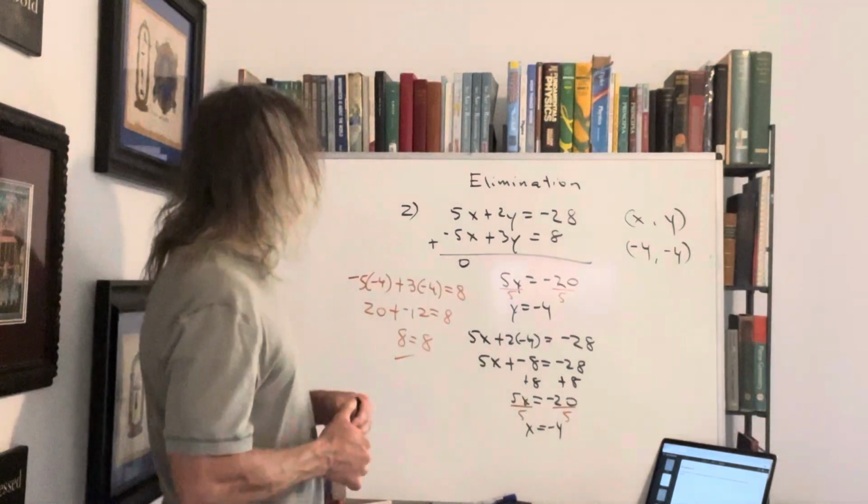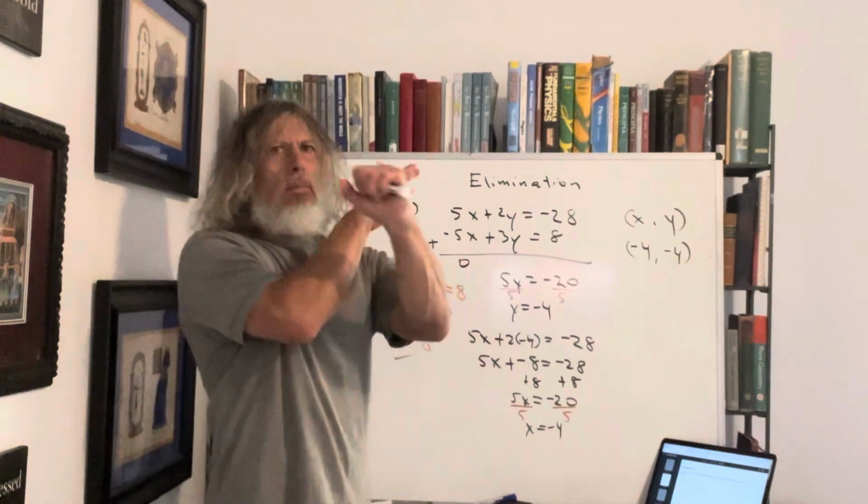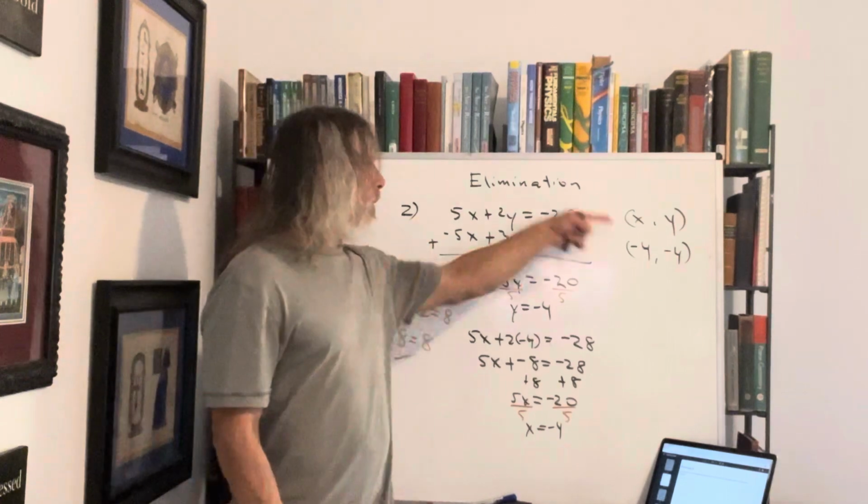That's what we want. We want to see what they have in common, where they meet. When we graph them, what's the one point they have in common? Right here. Okay.